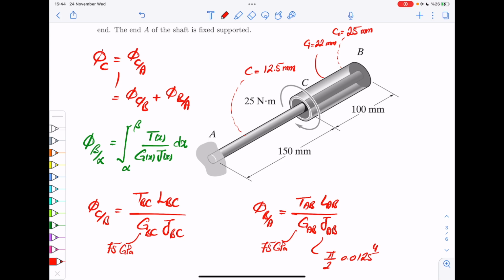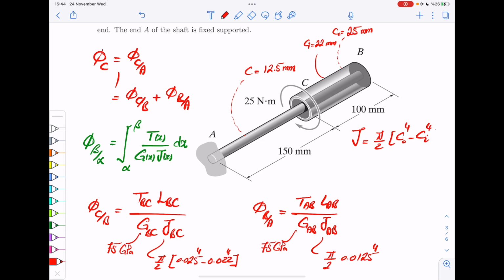So that's for AB. For BC, it would be pi over 2 times the outer radius from B to C, that is 25 millimeters. So 0.025 to the power 4 minus 0.022 to the power 4. Remember, J for hollow shafts was pi over 2, c_o to the power 4 minus c_i to the power 4. All right? Now, the length L_BC is 100 millimeters.